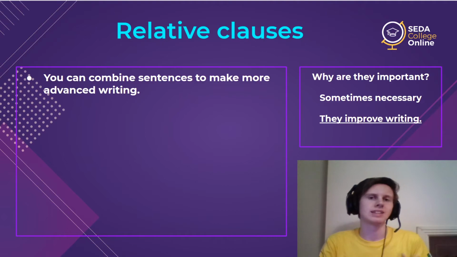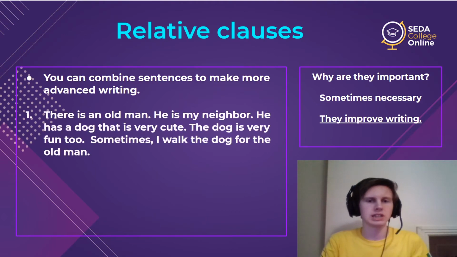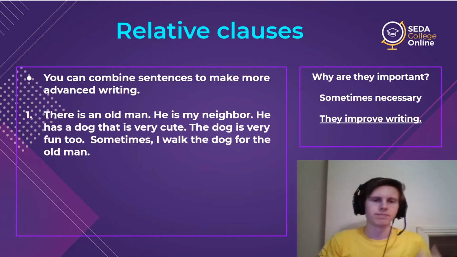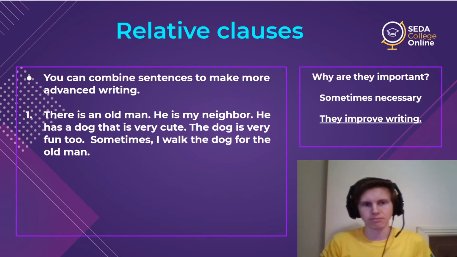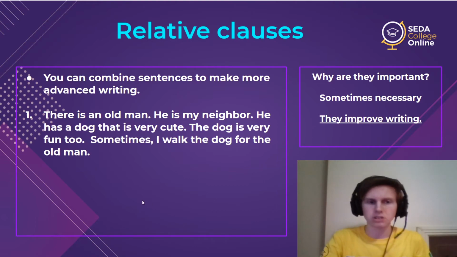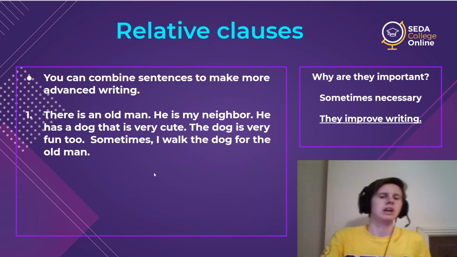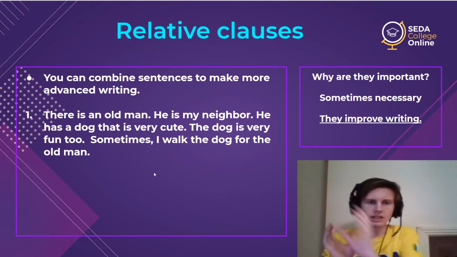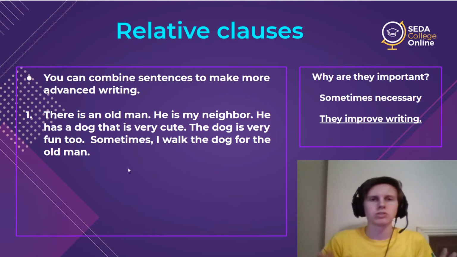So I have an example story I'll start with. Let's look at this story. There is an old man. He is my neighbor. He has a dog that is very cute. The dog is very fun too. Sometimes I walk the dog for the old man. So, this is a good story. Everything is correct. We have a nice relative clause here, a dog that is very cute. And it all connects together and it's all good.